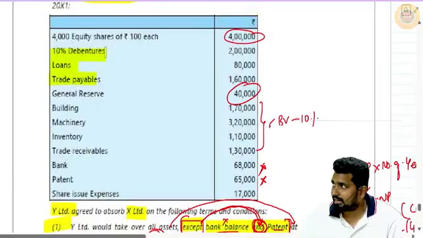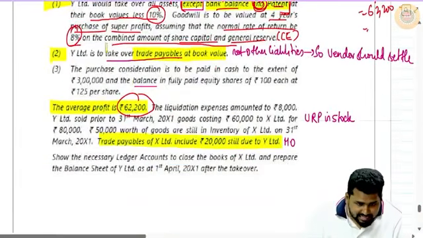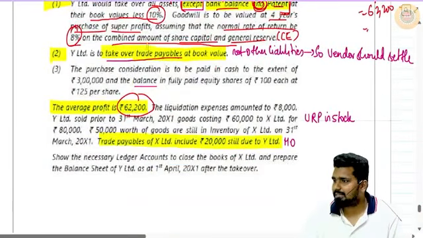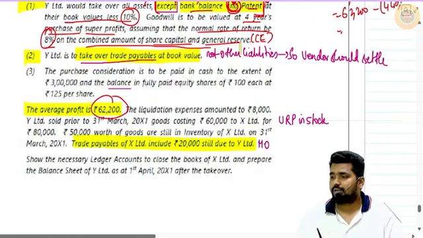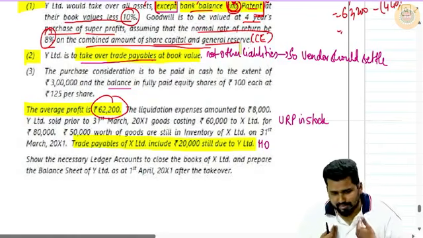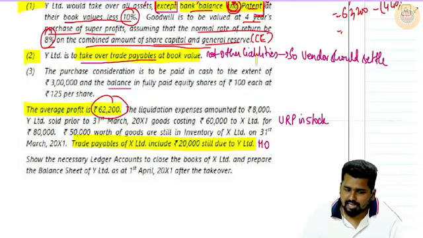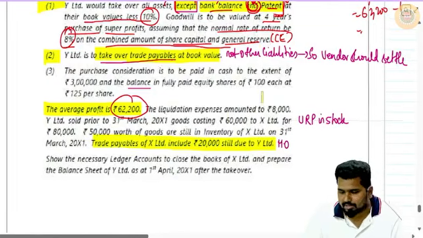Three liabilities are there. They are taking over all three? Cleanly they are telling only trade payables. Trade payables only they are taking over, meaning not the other liabilities. So if they are not taking over, who should settle? We should settle. The seller should settle. Clear everyone? So that's what they are asking.